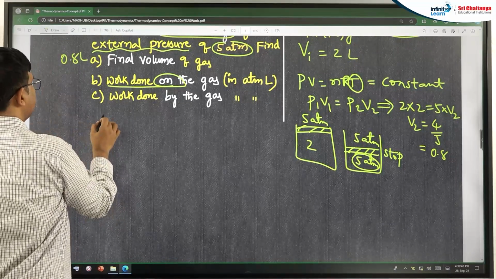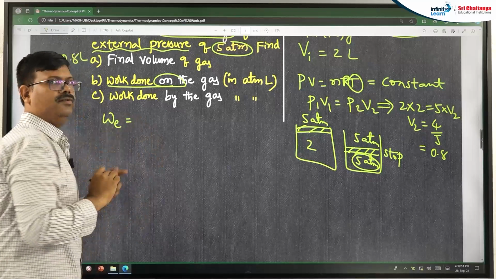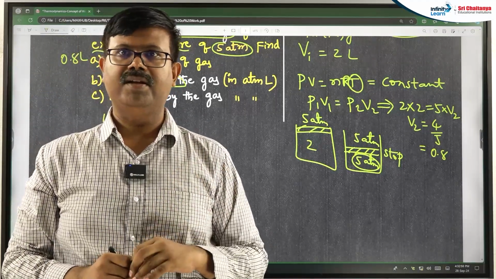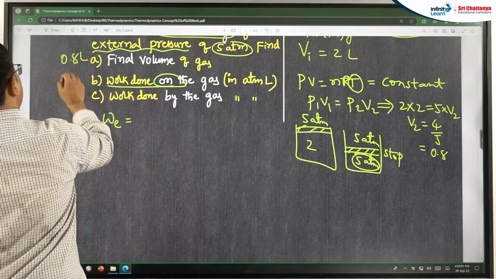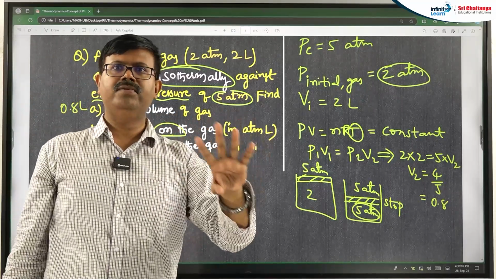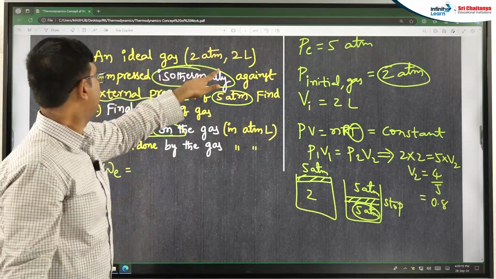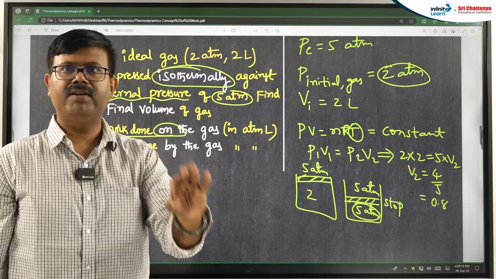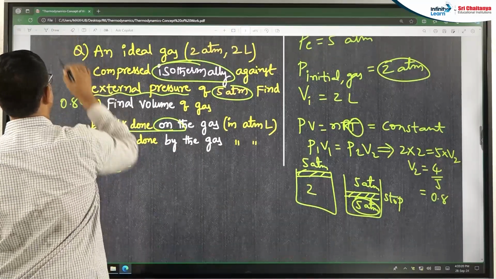See, work done on the gas, how to find? There are two formulas: the logarithm formula and the one without logarithm, minus P external into delta V. Which one do we have to use here? I told you in the previous problem, if there is the word reversible, then we use the logarithm formula. Here, if you read the question carefully, you don't see the word reversible anywhere. That means it is an irreversible process. Work done is minus P external into delta V.